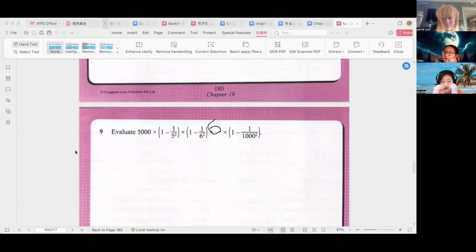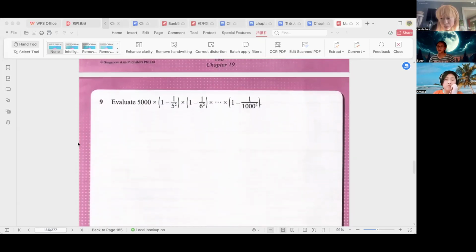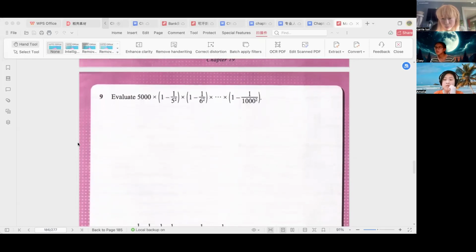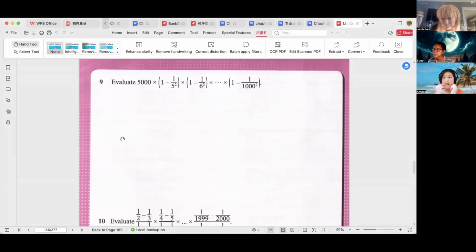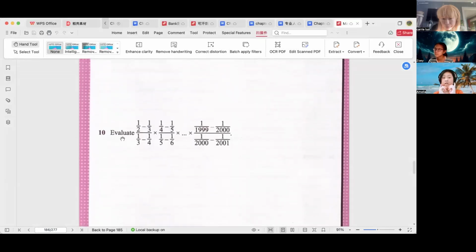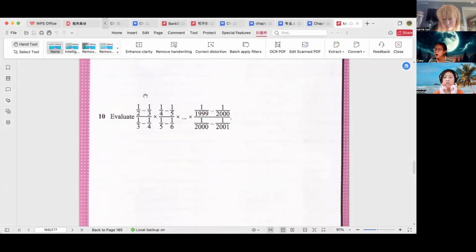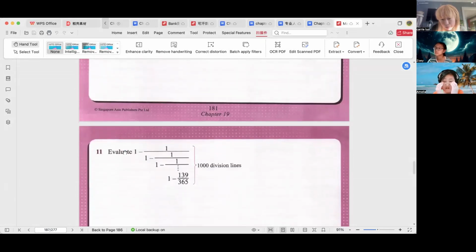Yeah. Okay, so let's take a look at number 9. So number 9 is the same thing. You have 1 minus 1 over 5 squared. So it's a square number minus another square number, correct? Okay, so number 10 is the same thing. You need to find it. You need to understand it's impossible for us to calculate all of them, right? Yeah, it's impossible to calculate all of them, but you need to find out the pattern.